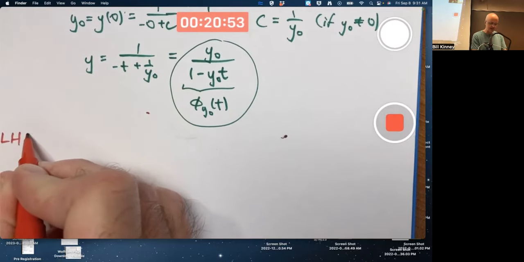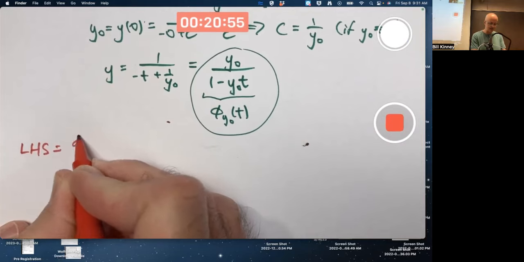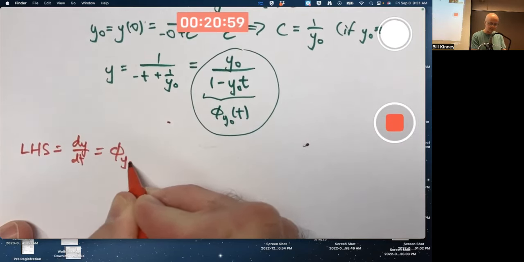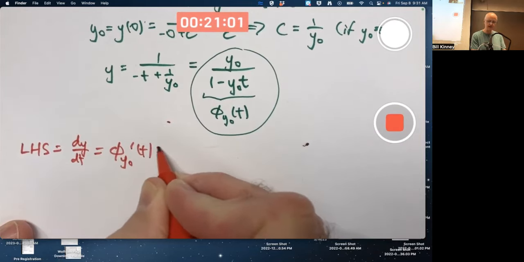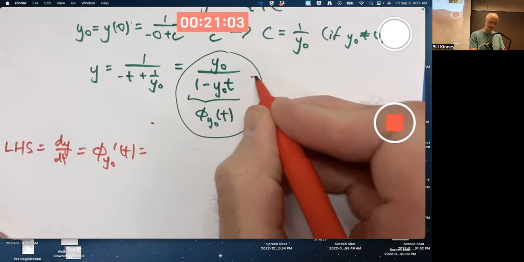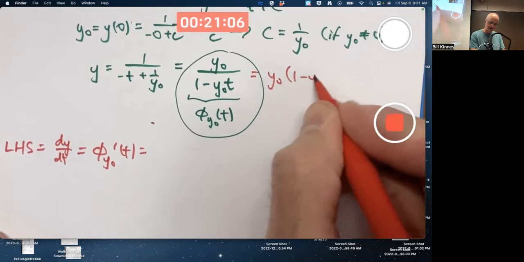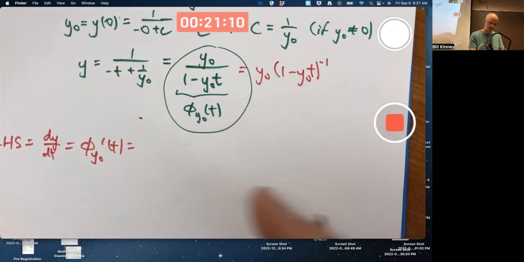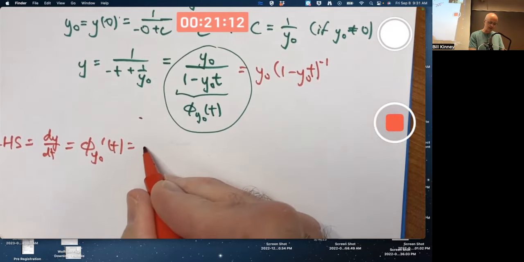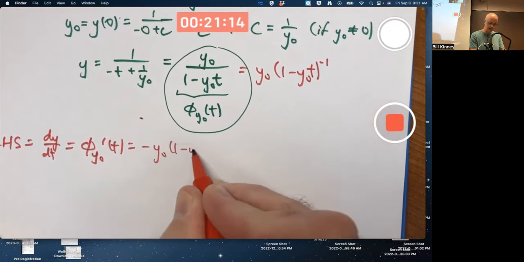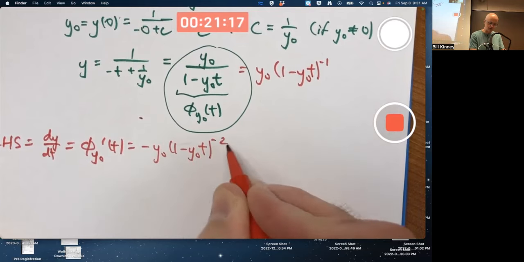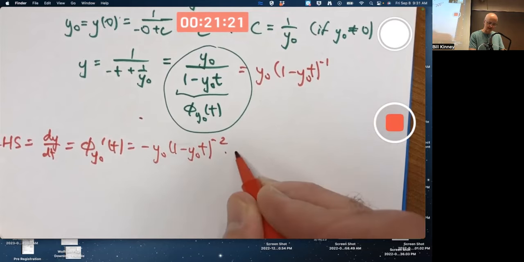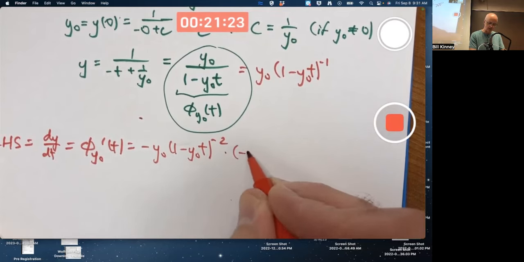Plug it in the left-hand side of the differential equation, LHS. That means find its derivative. You could use prime notation. Phi sub y naught prime of t. Maybe it's nicer to write this in this way so we can avoid the quotient rule. Bring down that negative 1. Make it a negative 2. Use the chain rule, multiply by a factor of the derivative of the inside. That'll be a negative y naught.